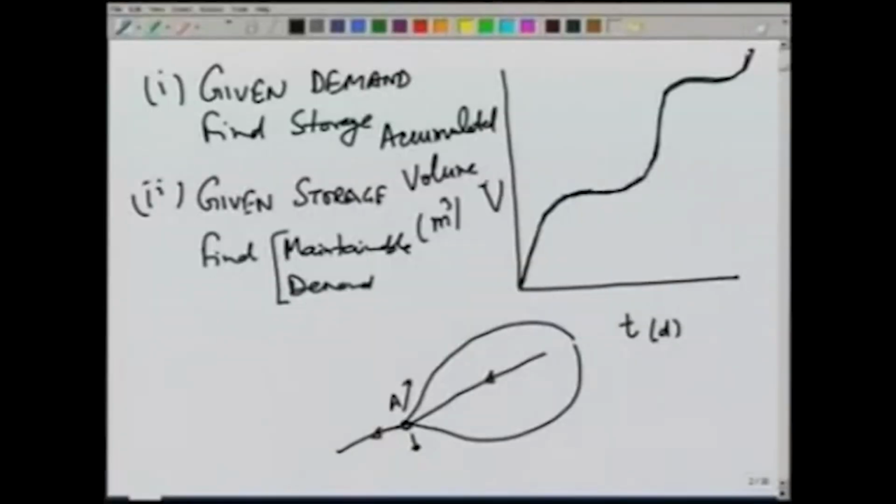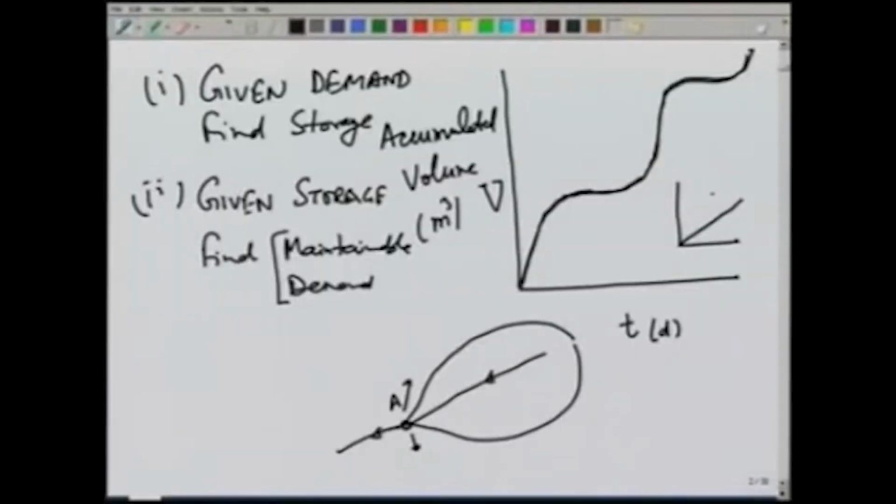So, let us say that this is the volume V. The demand we can plot on this inset, and let us say the demand which we want is this. Let us call it Q. So, again this is on the same scale, time versus volume. Let us first assume that the demand is constant. So, for maintaining a particular demand Q, it means that we are withdrawing from the storage at a constant rate, and therefore, the curve will be a straight line.